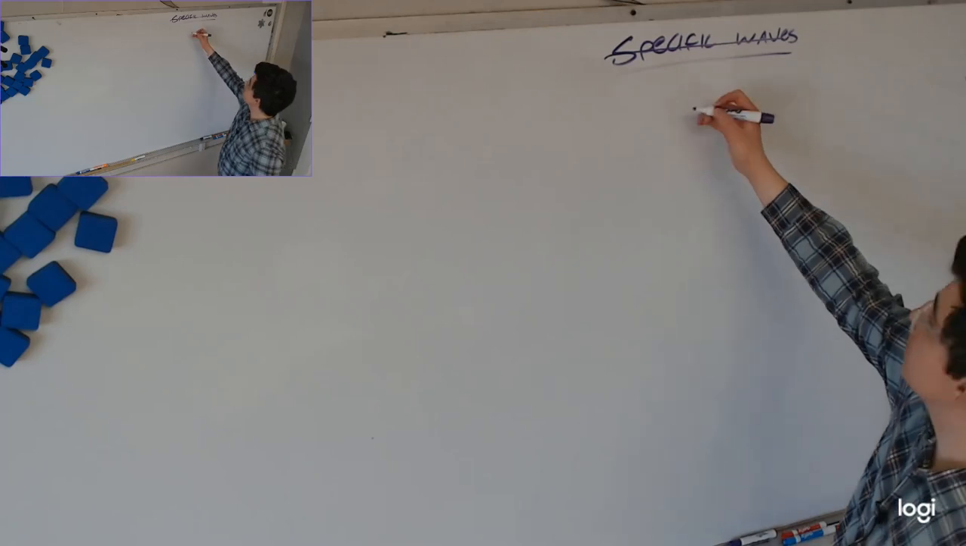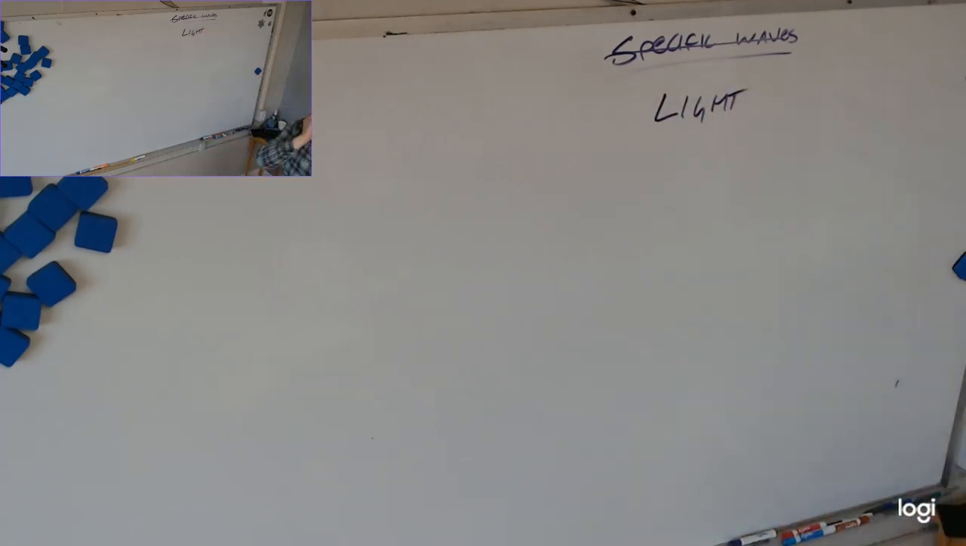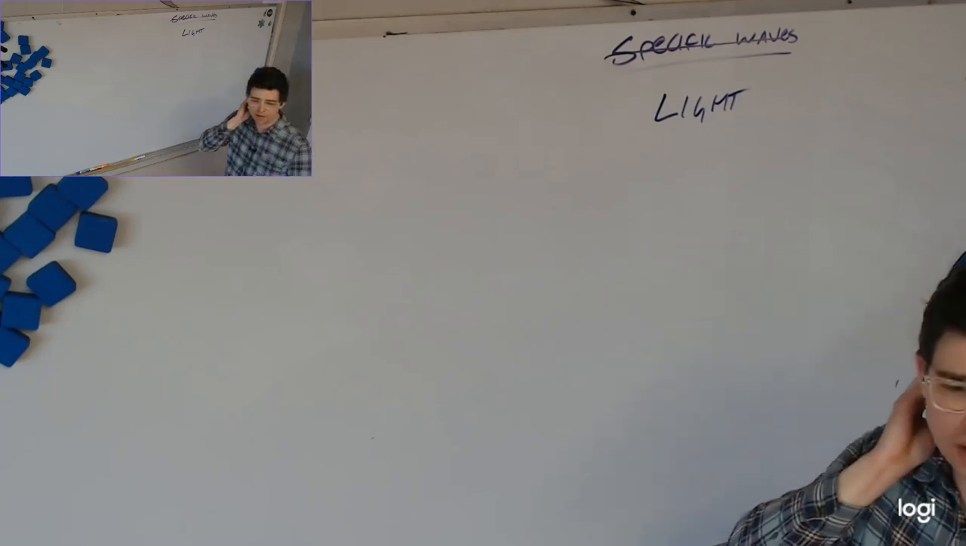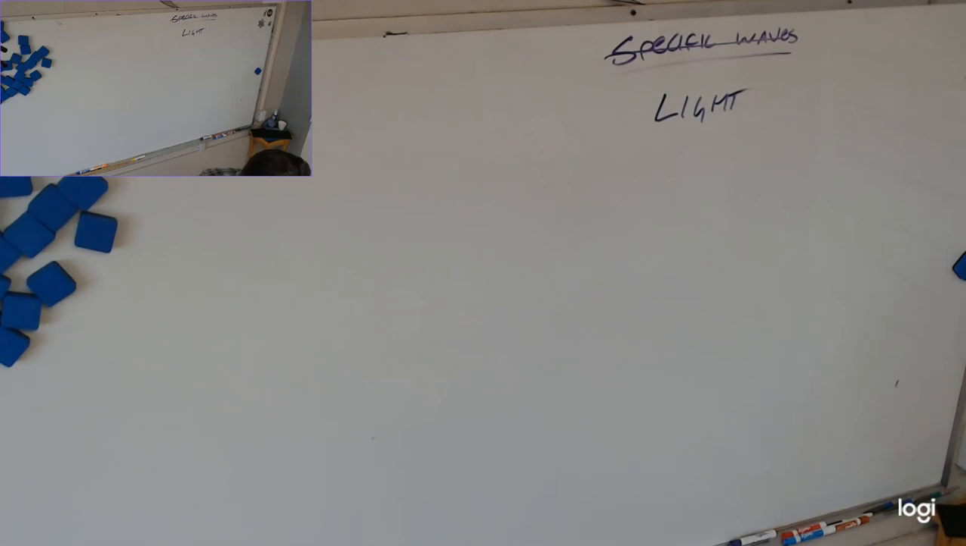Okay, next we're talking about light. Light is another kind of wave. What's special about light? Does anyone know what? There's a lot of things that are special about light. William, what's special about light?